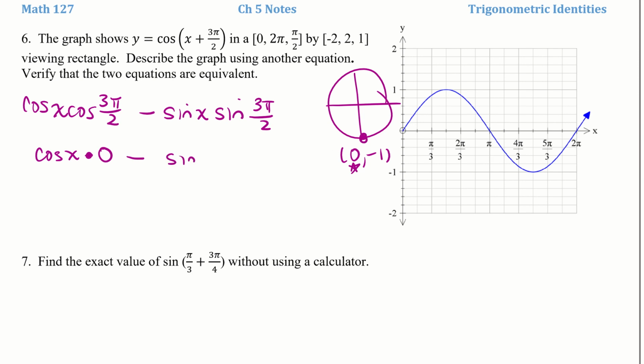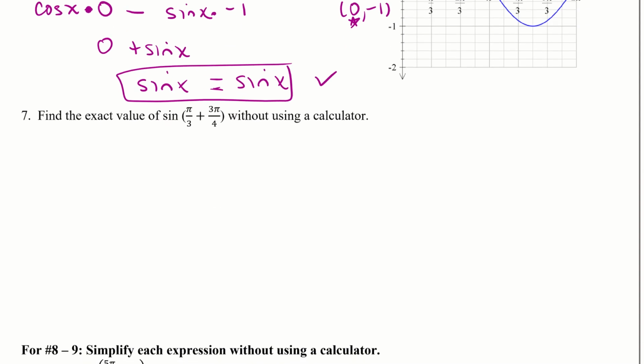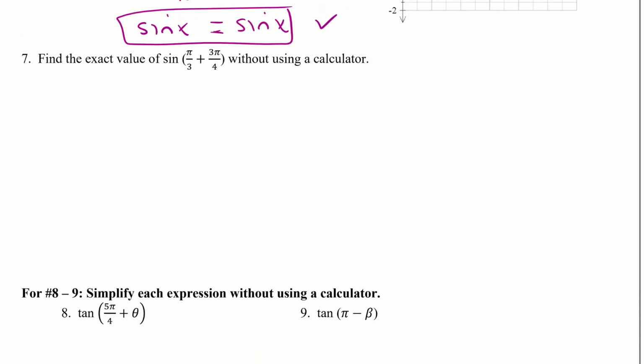Minus the sine of x times the sine of 3π/2. Well, the sine of 3π/2 is -1. So we have 0 plus the sine of x, which is the sine of x. Now, can we verify that? Yeah, if I look at this graph, this is the graph of the sine of x. So this worked out. The graph and the trig identity all showed the same resulting answer, sine of x.